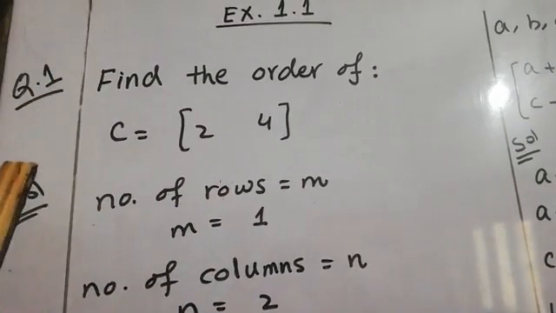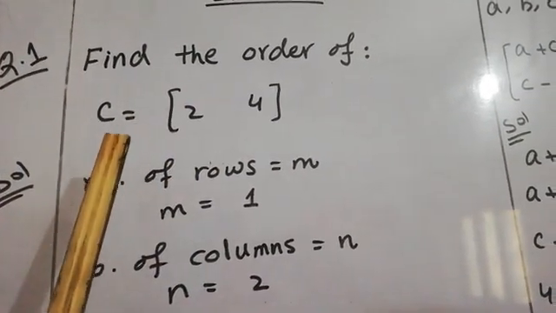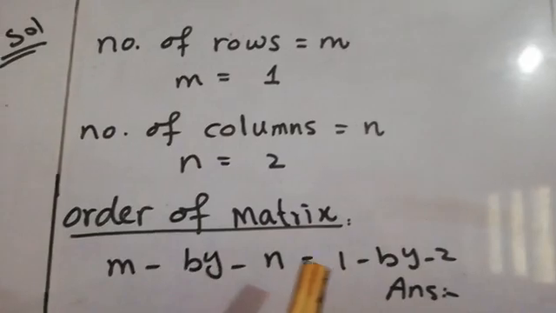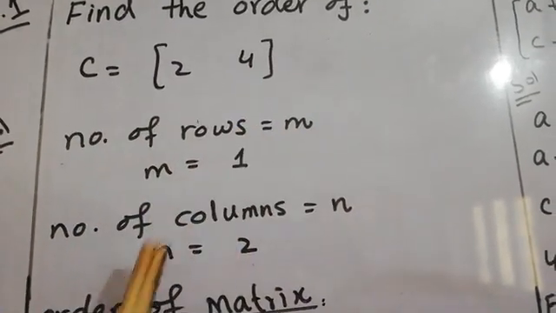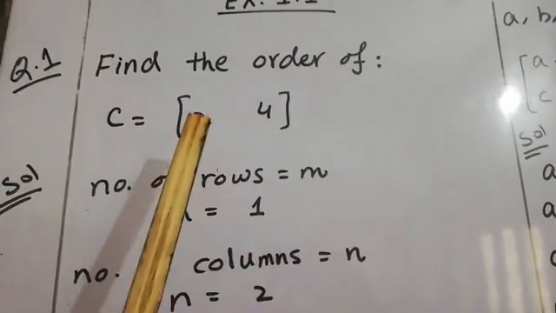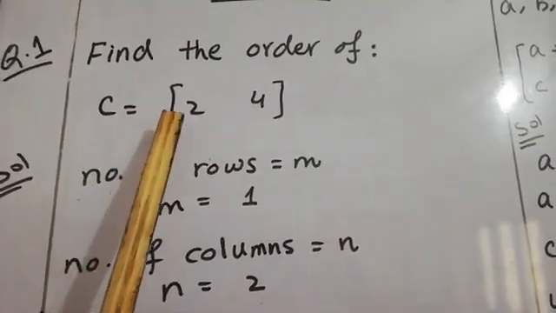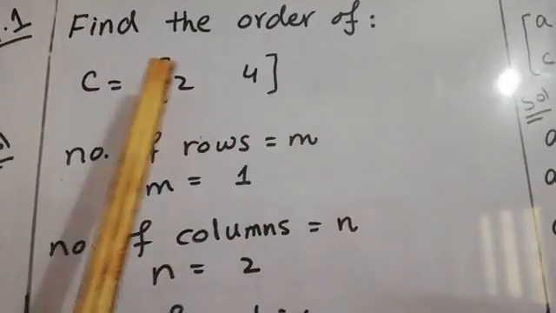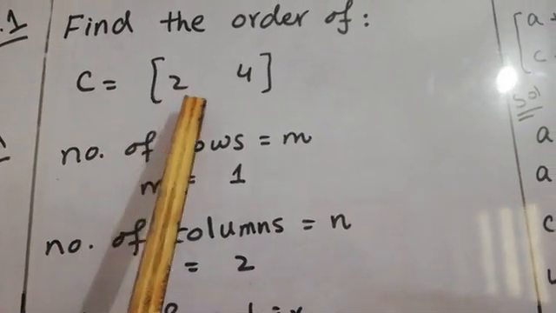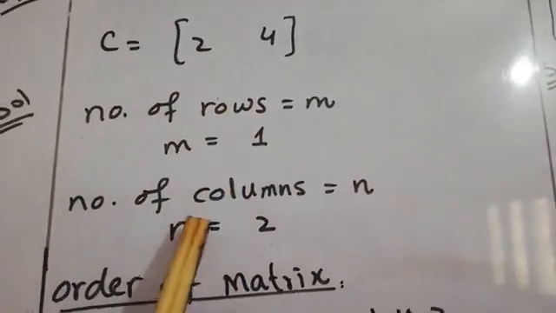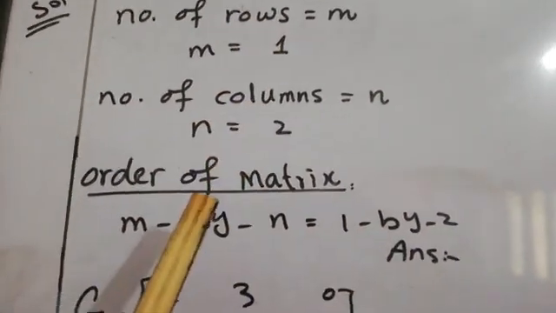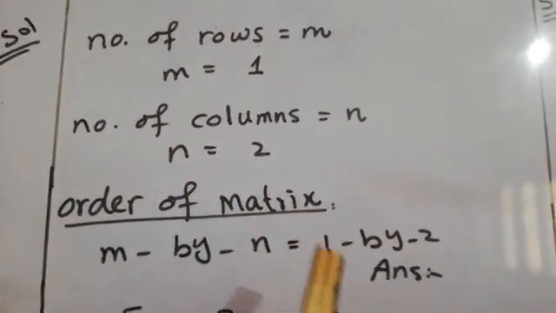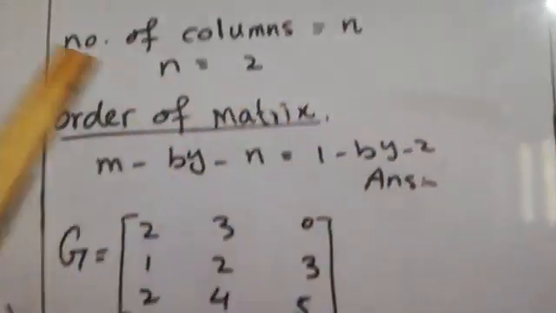And we are going to find the order of the matrix. Order of a matrix is written as m by n, where m is the number of rows and n is the number of columns. You can see that there is only one row, so m equals 1, and the number of columns equals 2. This is the first column and this is the second column. So the order of the matrix is m by n equals 1 by 2.